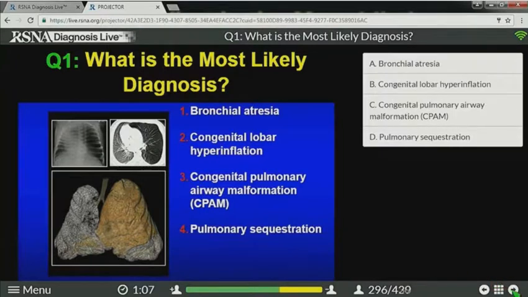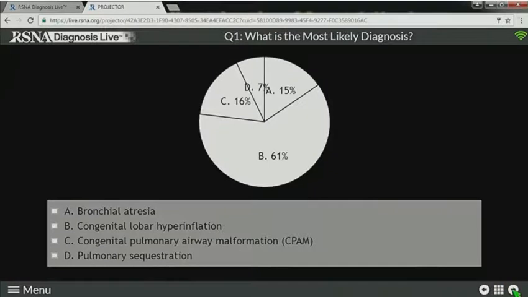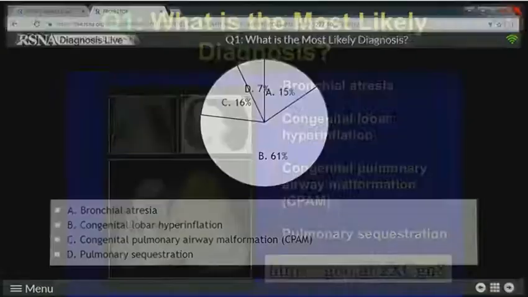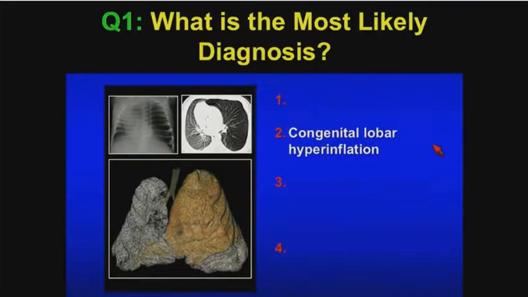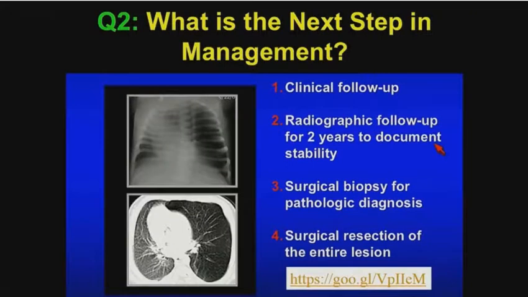Okay, very good. We're going to look at the answer and also the choices that you made. So I think that most of the people picked B, which is congenital lobar hyperinflation. And the rest of the people picked other choices. And the correct answer was actually congenital lobar emphysema. So the next question is related to the same patient. Now we're going to talk about management. So with this clinical presentation and imaging findings, what is the next step in terms of managing this patient?